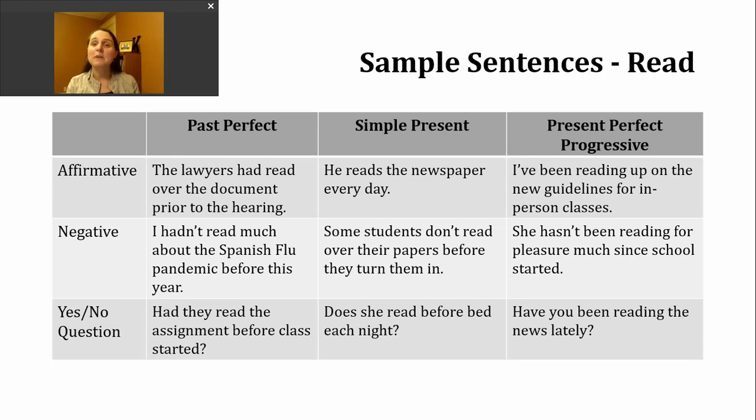And finally, if I want to make a yes or no question in the past perfect, I'm going to start with had, then I'll have my subject, and then the participle. Here's another example. Had they read the assignment before class started? What you might be noticing here in the past perfect is I've used the phrases prior to and before, and that's because this verb tense is indicating an action was completed at or before a certain point in time, or at or before another action.